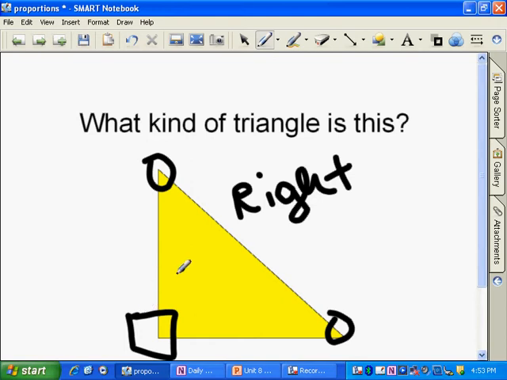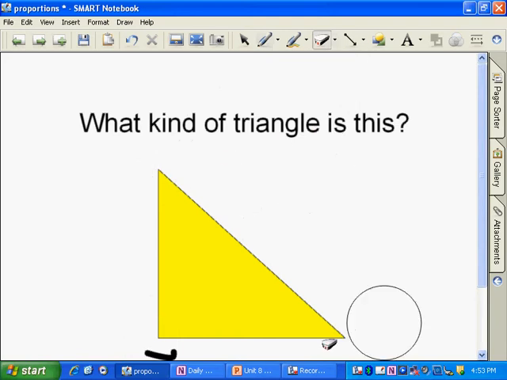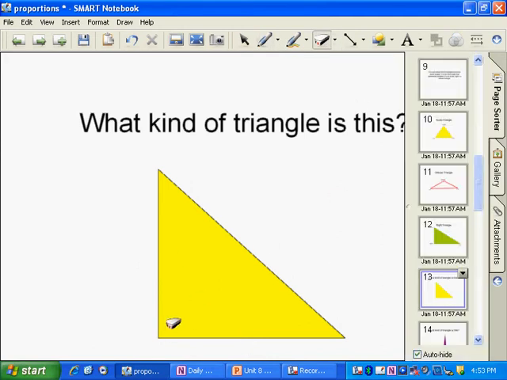If I wanted to name it based on its sides, I really don't know enough yet, because there's not enough information given. If I said that these two sides were the same length, then this would be isosceles. But again, I don't know for sure. So all I could do is name this a right triangle. And of course, that is assuming that this is a right angle, but it is.